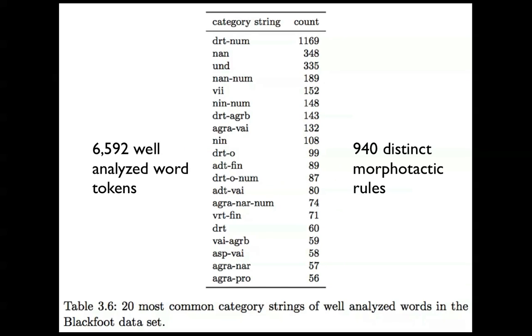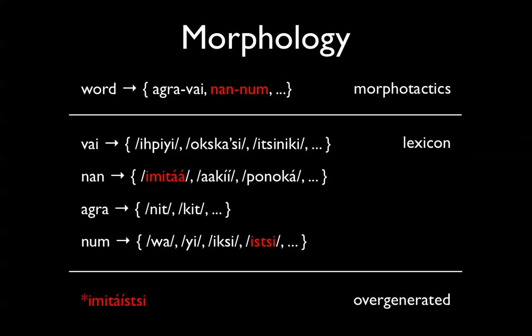All told, some 6,600 well-analyzed word tokens were identified in the Blackfoot dataset. These correspond to 940 distinct morphotactic rules. This slide shows the 20 most common morpheme category sequences. Here is a representation of the entire morphology as a context-free grammar.